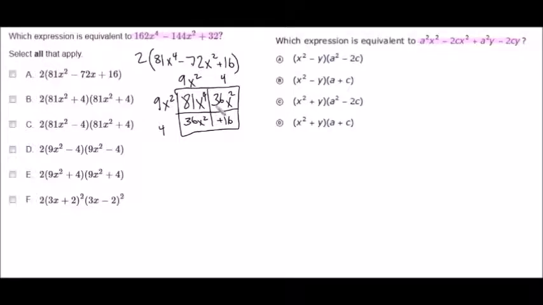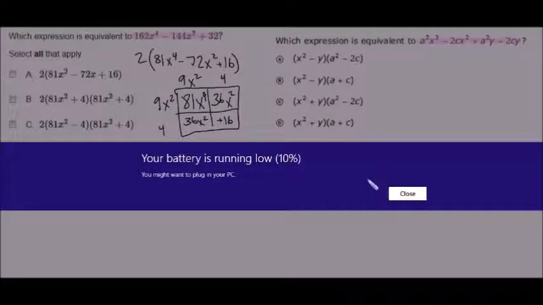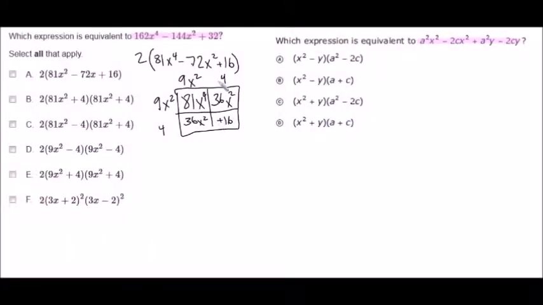So let's see. I've got to make both of these come out negative, and I know this has to be positive. So if I do this, my 36s become negative, my 16 stays positive. So I break this down to 2 times 9x squared minus 4, 9x squared minus 4. And this, when I multiply it, would give me the exact same thing as my beginning polynomial. So I know it's not this one.